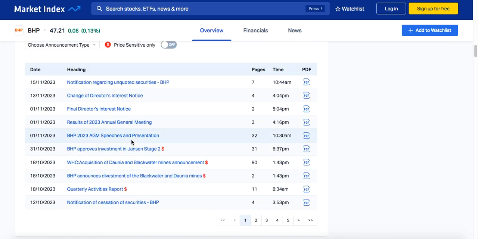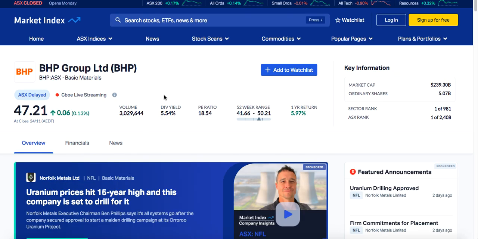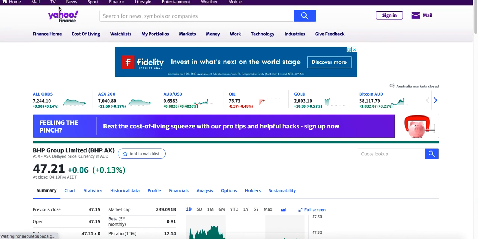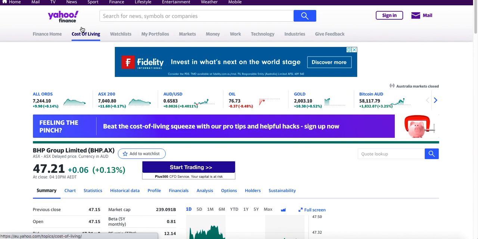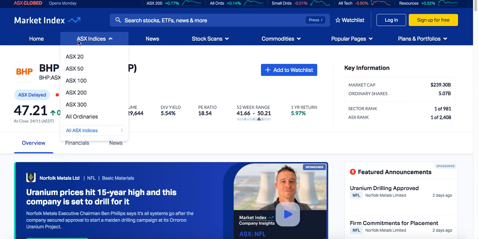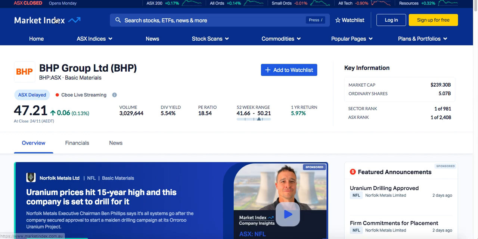I hope that provided everyone with a really basic sort of overview of these three websites. So again, the three websites, first one is asx.com.au, second one is Yahoo Finance, which is au.finance.yahoo.com, or you just jump onto Yahoo and type in finance. And finally, we have Market Index, which is marketindex.com.au. All websites have all the same information, just the way they lay it out is slightly different. Depends on what you like to use the most.